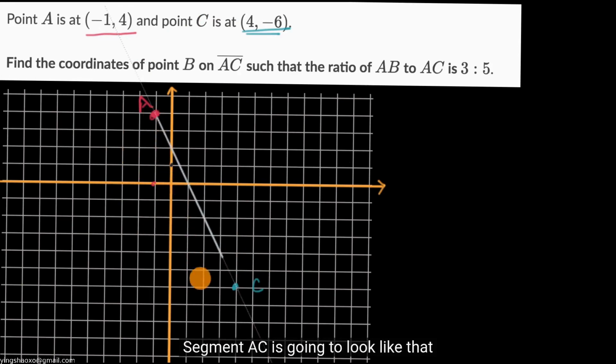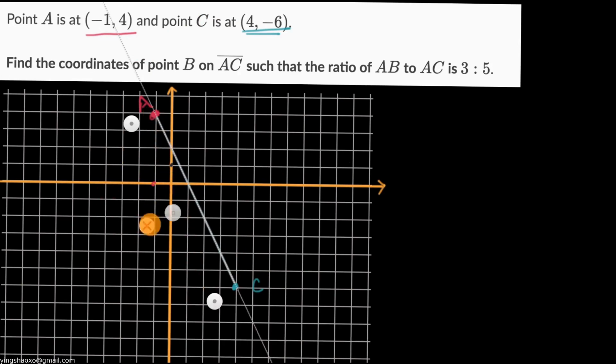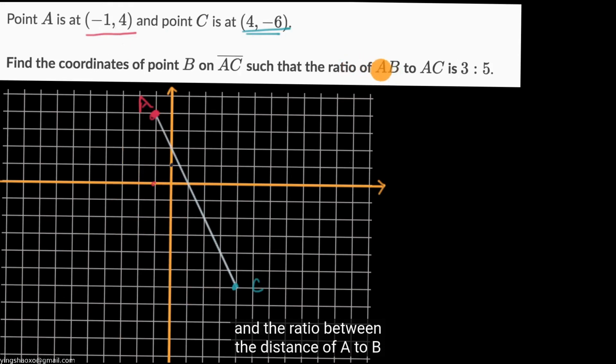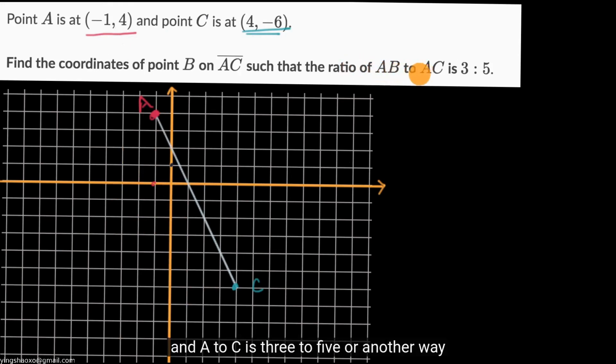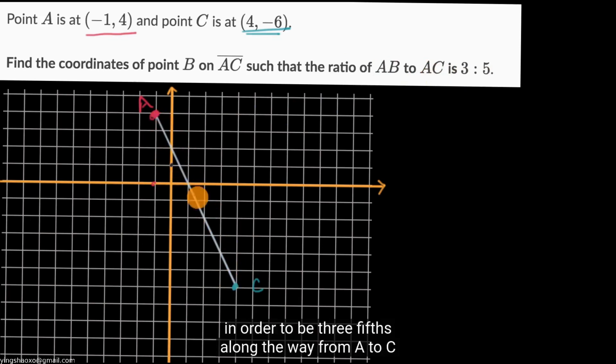And the ratio between the distance of A to B and A to C is 3:5. Or another way to think about it is B is going to be 3/5 along the way from A to C. Now the way that I think about it is, in order to be 3/5 along the way from A to C, you have to be 3/5 along the way in the X direction and 3/5 along the way in the Y direction. So let's think about the X direction first.